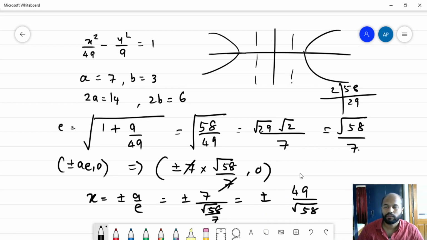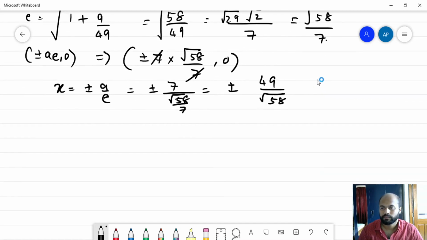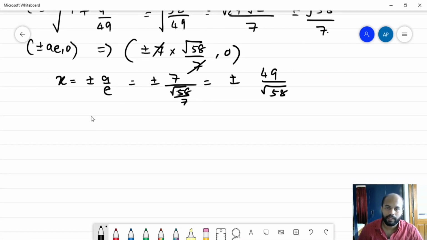Once this is found, we can find the latus rectum also, that is 2b square by a. So LR is going to be 2b square, that is 9, by a, which is 7. So the length of the latus rectum is going to be 18 by 7.